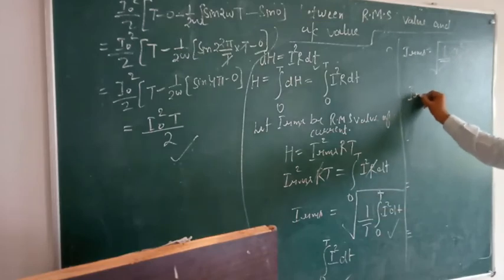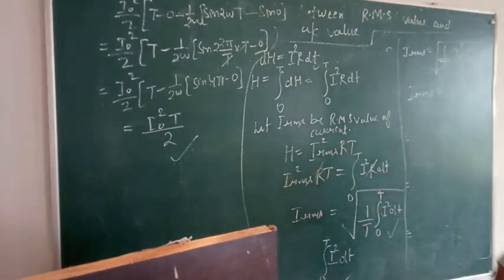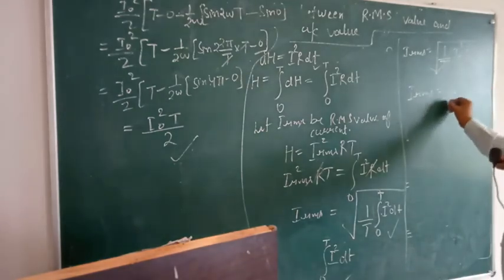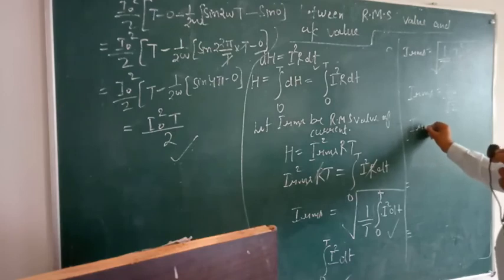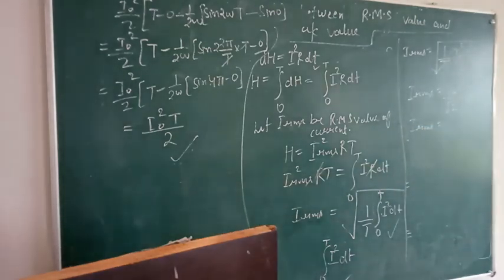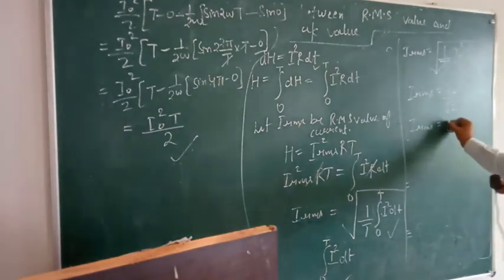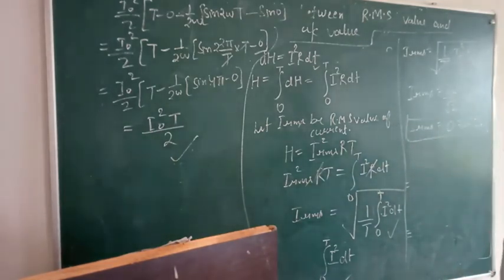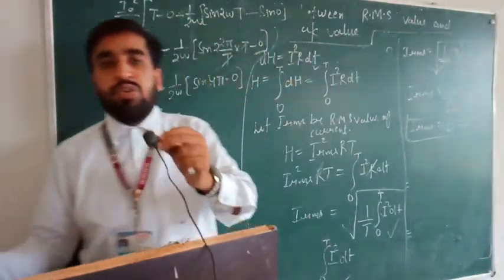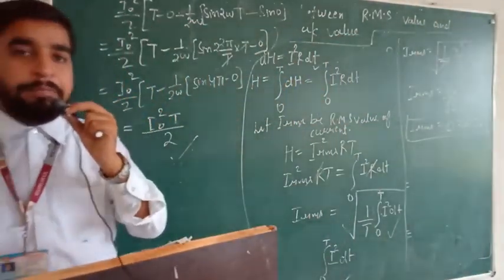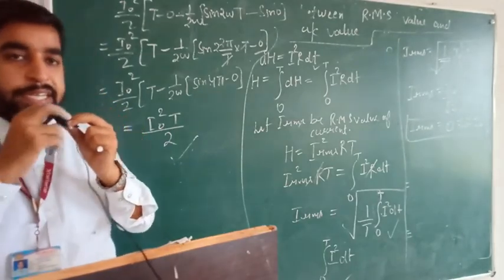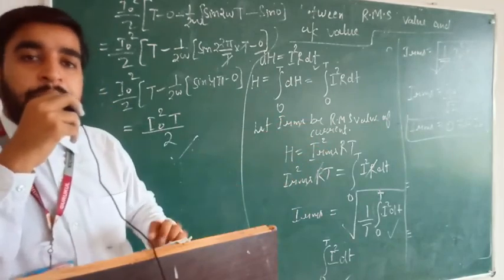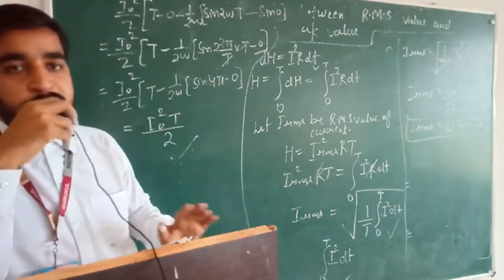So IRMS will be equal to, what is the root of I naught square? That is I naught. What is the root of 2? Root 2. This is a very well known number, equal to 0.707. So this will be 0.707 I naught. So the RMS value of current is 0.707 times the peak value of current, or we can say that our RMS value of current is 70.7% of the peak value of current. I hope you understood this derivation.